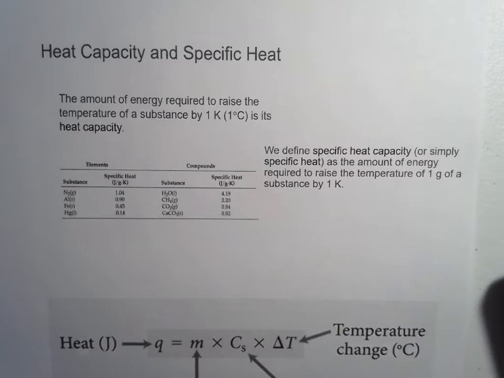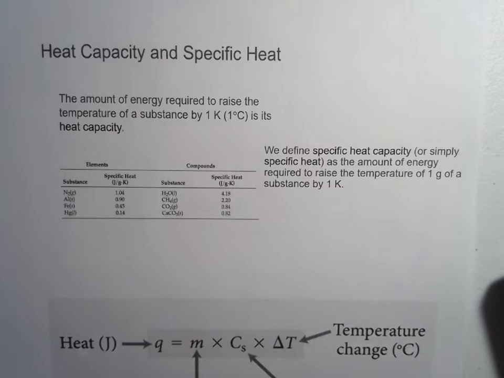Heat capacity is the amount of energy required to raise the temperature of a substance by 1 Kelvin or 1 degree Celsius. Now, when you're talking about a heat capacity for a certain substance, you refer to it as a specific heat capacity because the heat capacity of each substance is different or specific to that substance. So these terms can sort of be used interchangeably, heat capacity, specific heat.